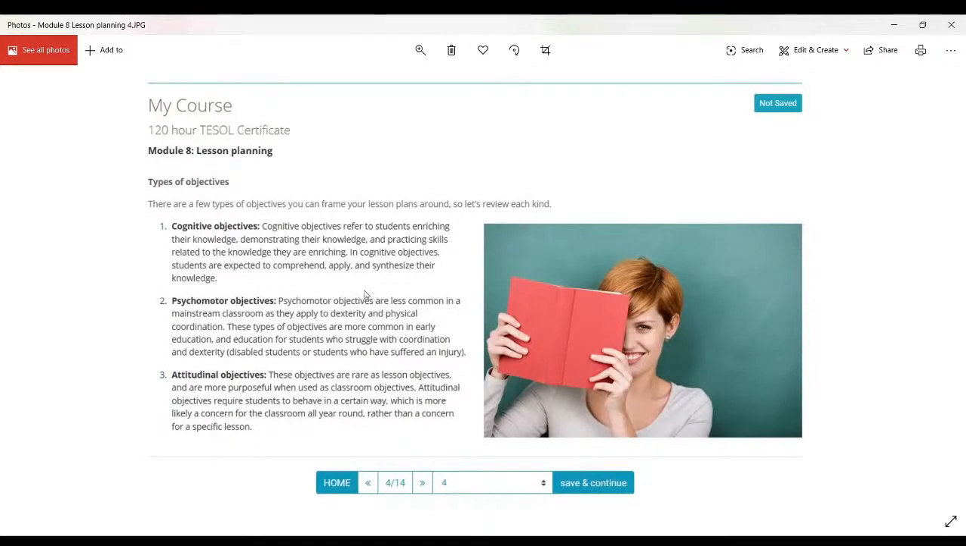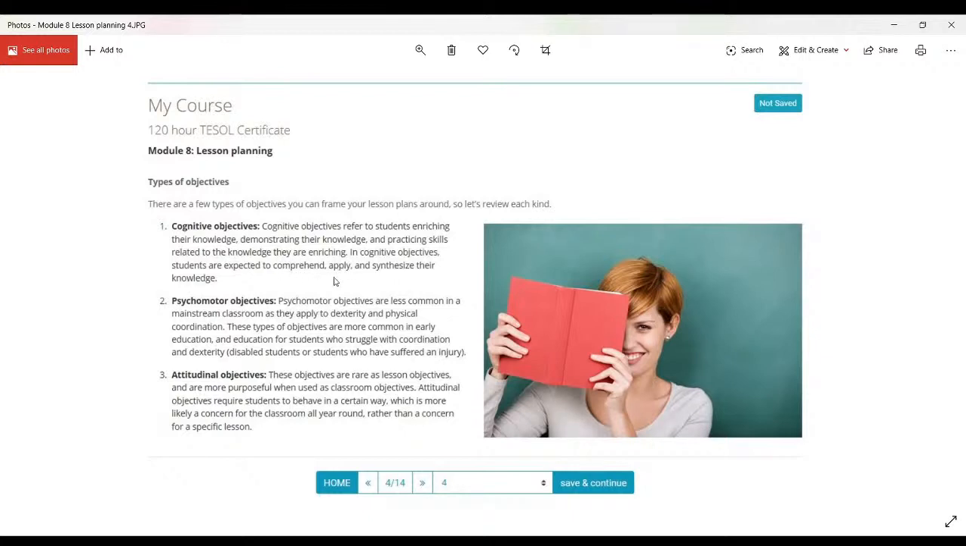There are three types of objectives. Number one is cognitive objectives. Number two, psychomotor objectives. And lastly, attitudinal objectives. Okay, so isa-isahin natin. Let's review each kind of objective. The first one, cognitive, is something like enriching the knowledge of our students through demonstration and practice related to the knowledge that they are enriching. And in this cognitive objective, students are expected to comprehend, apply, and synthesize their knowledge. So, pang-advanced level na ito.